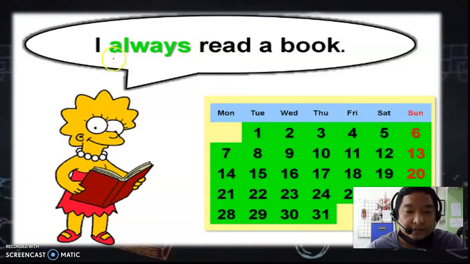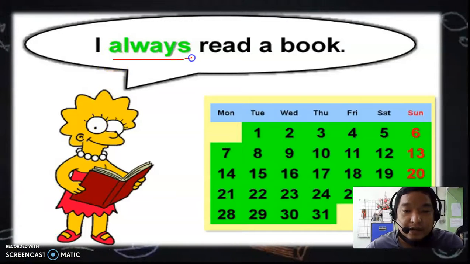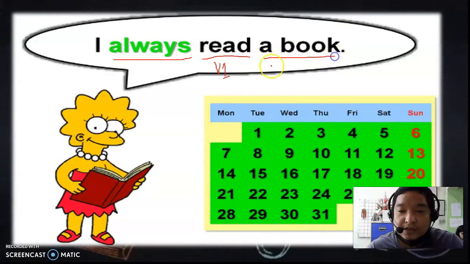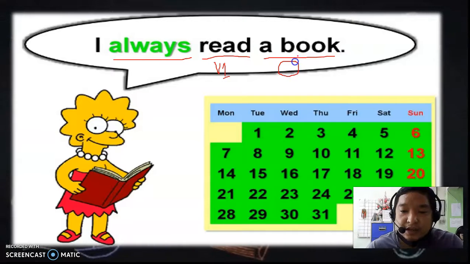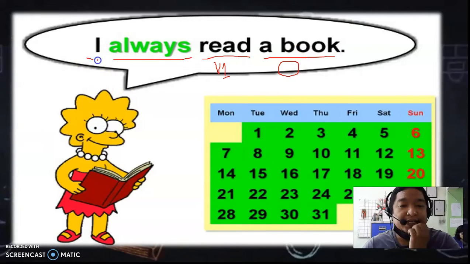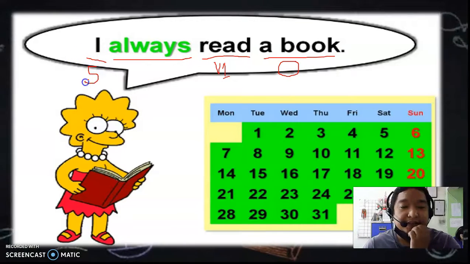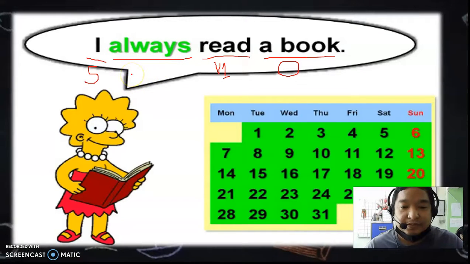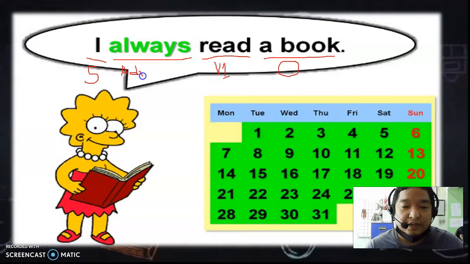Let me write for you. Always is our adverb of frequency. Read is our verb, the verb one, and a book is the object. I is our subject. So this is the simple form of a sentence with an adverb of frequency, ADV. Okay, let me write it like that.